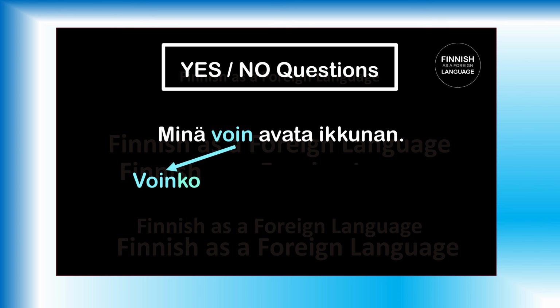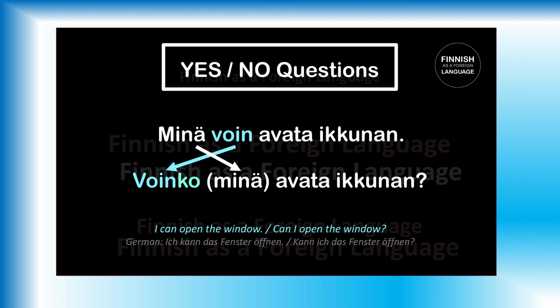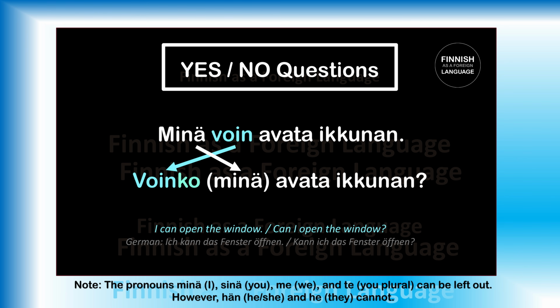Then we carry on with the rest of the sentence, which means we say voinko avata ikkunan, which means can I open the window? Of course, you can also say voinko minä avata ikkunan. However, the pronouns of the first person singular, second person singular, first person plural, and second person plural can be left out. Let's repeat again. Minä voin avata ikkunan means I can open the window. And voinko avata ikkunan means can I open the window?